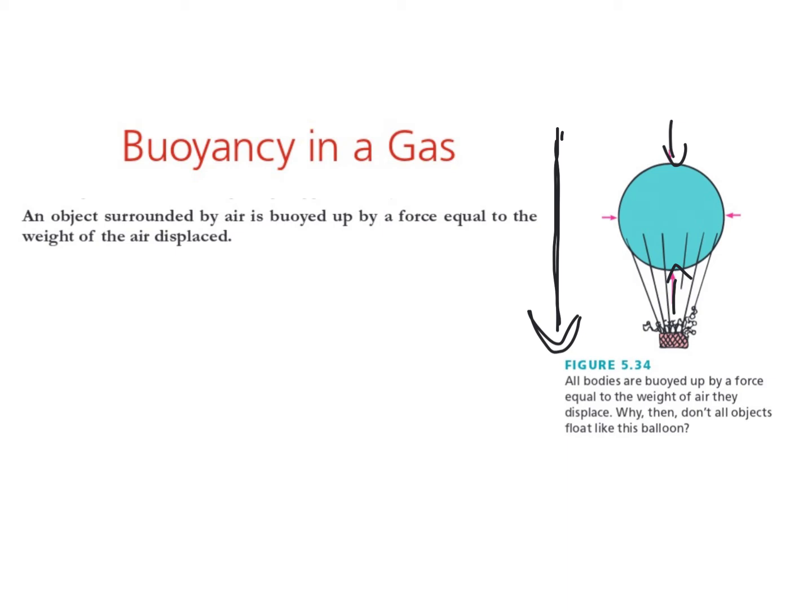Now, why don't all objects float like a hot air balloon? It has to do with the volume taken up by the hot air balloon. It's pumped up with helium or hydrogen, or even just gas that's been heated up so that it's less dense, and it expands the balloon so that the buoyant force is strong enough to overcome the weight of the basket and whoever's in the basket. You are also being buoyed up by the air pressure, but you don't have enough volume in your body for that buoyant force to be as strong as your weight. Hence, you don't float.